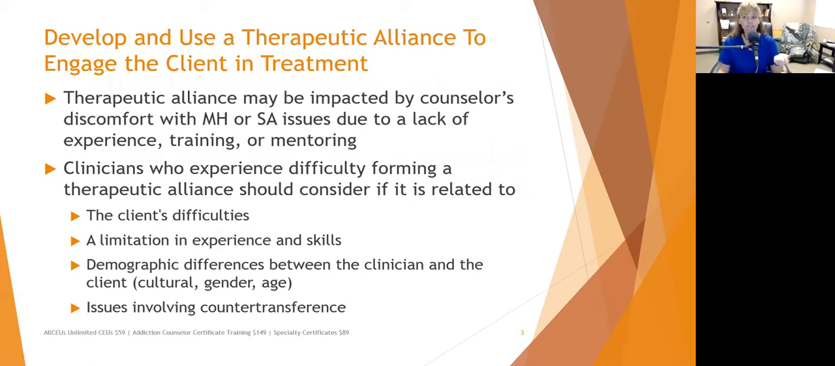Clinicians who experience difficulty forming a therapeutic alliance should consider if it is related to the client's difficulties. The client is struggling. Maybe they have antisocial personality disorder. Maybe they have uncontrolled schizophrenia and it's harder to develop a relationship. That could be one. It could be due to the clinician's limitation in experience and skills. It could be due to demographic differences between the clinician and the client, and this could be cultural, like race and ethnicity. It could be socioeconomic status. It could be education level.